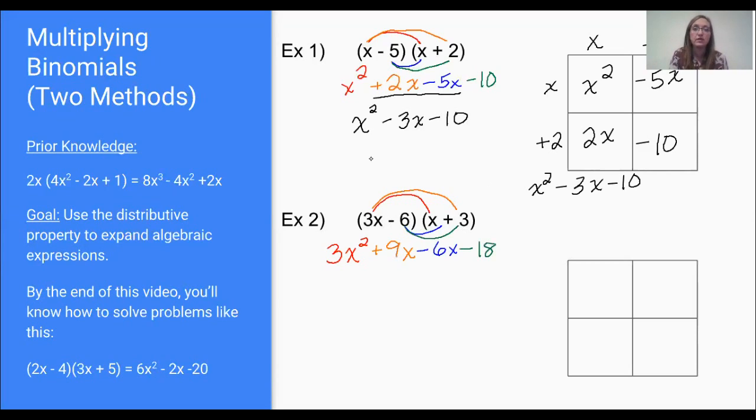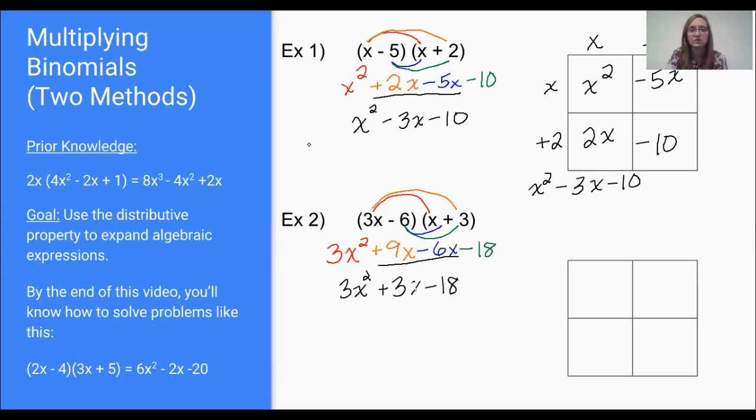Just like the last one, you'll often need to combine like terms. Sometimes they'll cancel each other out. But for this one, we'll end up with 3x squared. And then we're combining the positive 9x with the negative 6x. So that'll give us a positive 3x. And then a negative 18. So that's your answer for that one.